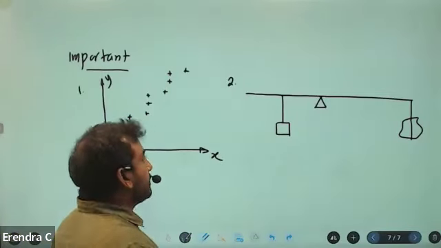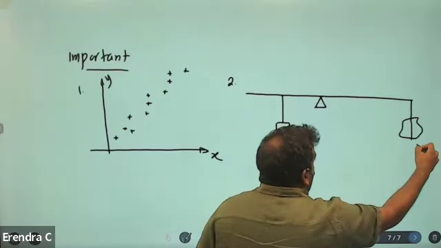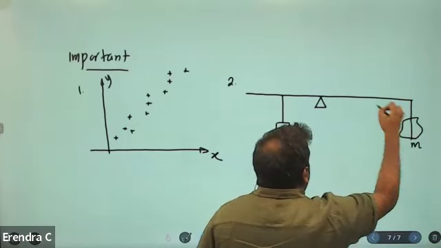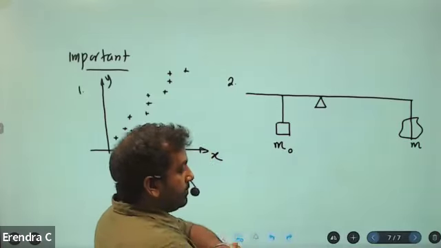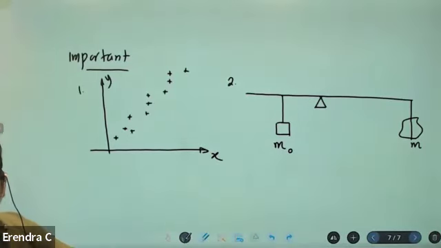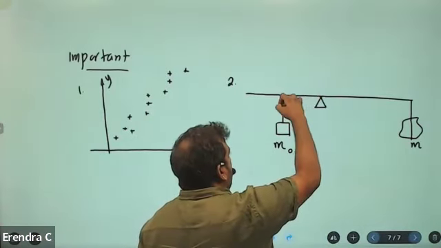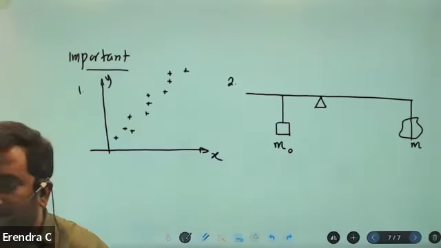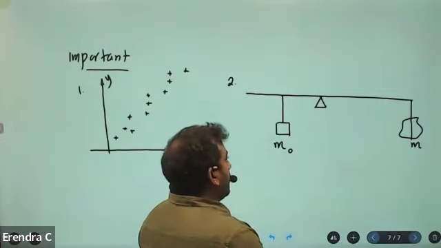Right? Next point. The unknown mass is placed at the corner. And we check and see if there is a balancing length for the known weight.